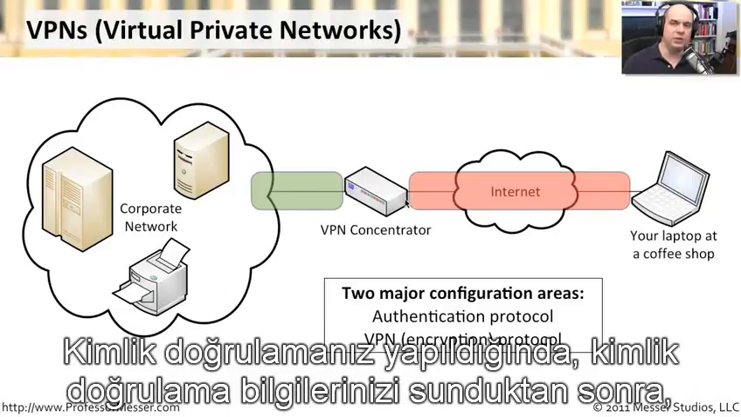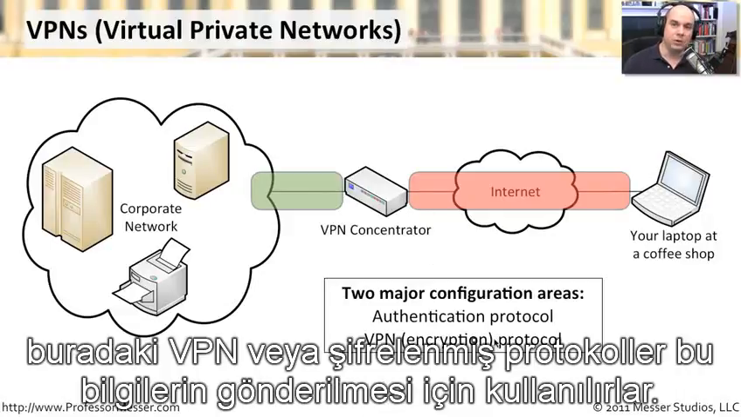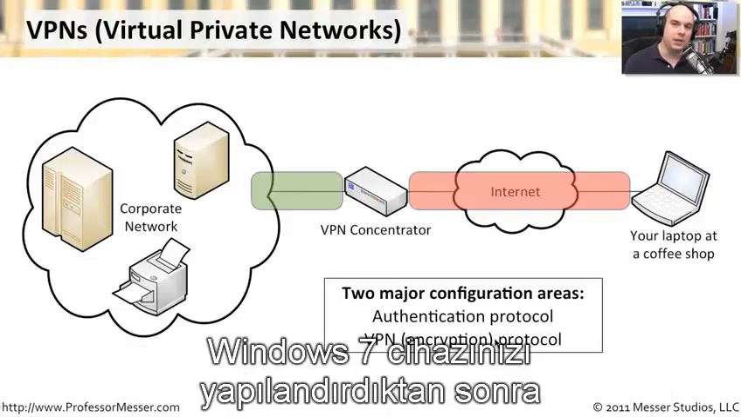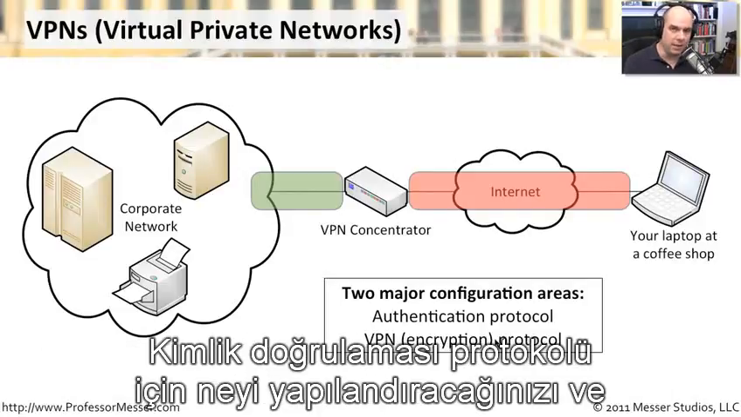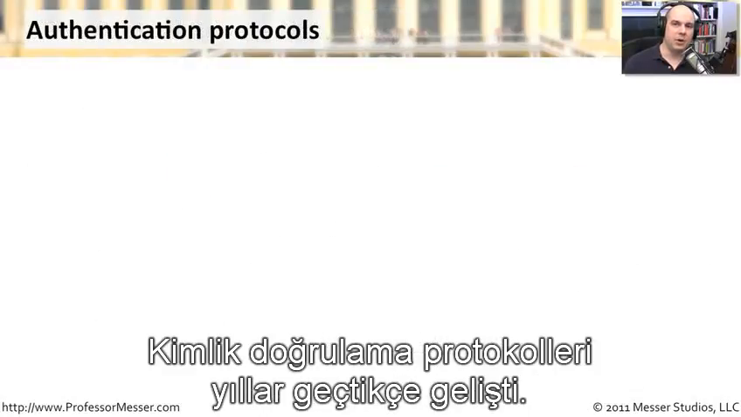Once you are authenticated and you've provided your authentication credentials, you then need to send data over an encrypted tunnel. There is a completely different group of VPN or encryption protocols that are used to send that information. When you're setting up and configuring your VPN concentrator or configuring a Windows 7 device, you need to know what to configure for your authentication protocol and what to configure for your VPN protocol. Authentication protocols have evolved as the years have gone by.